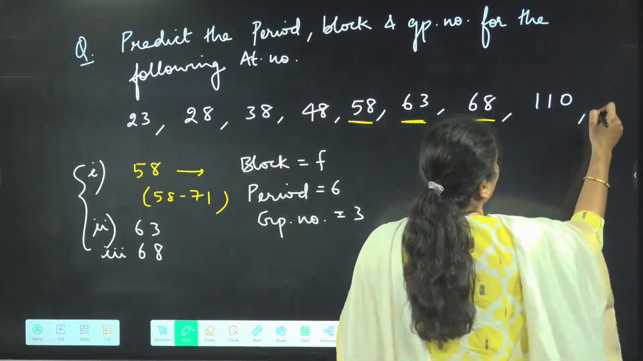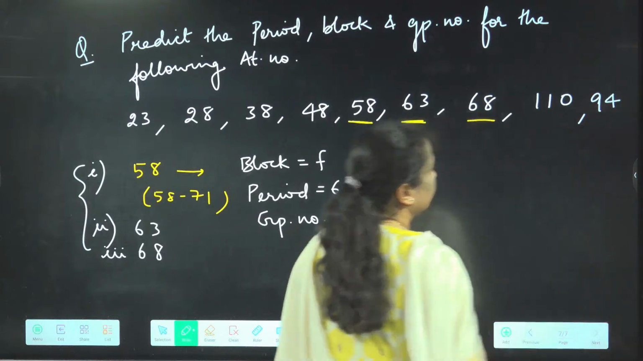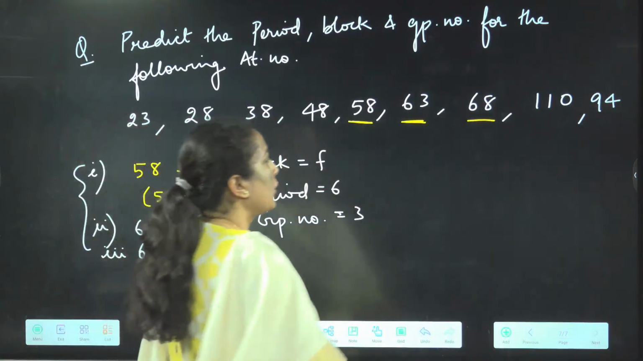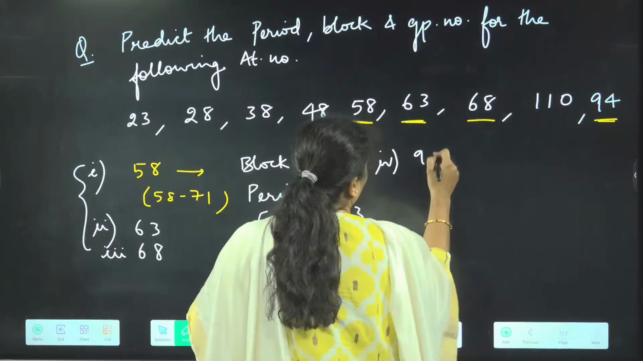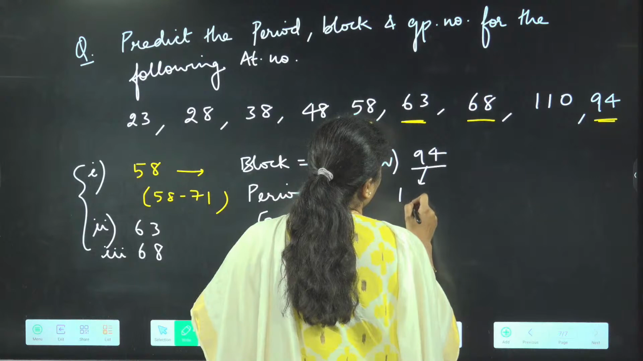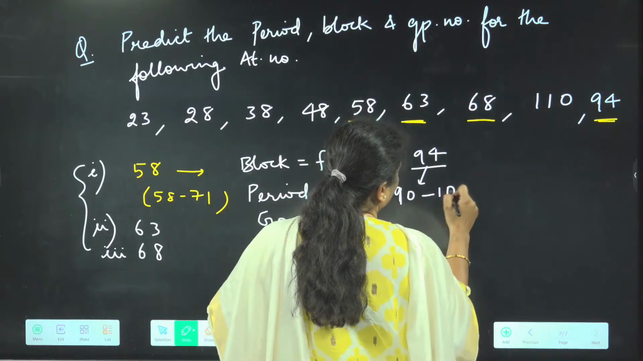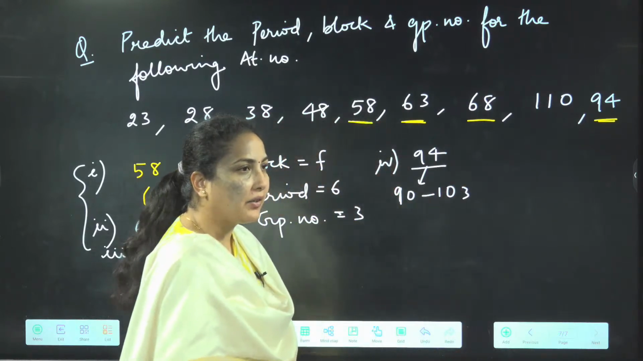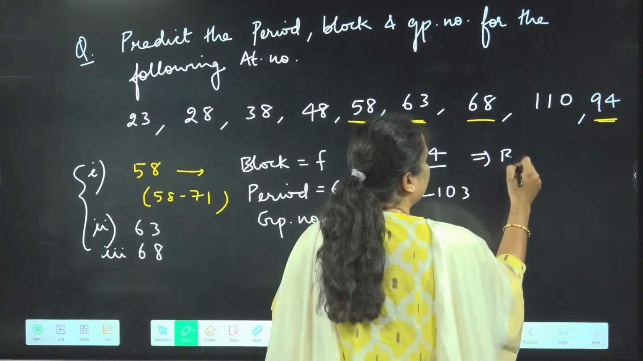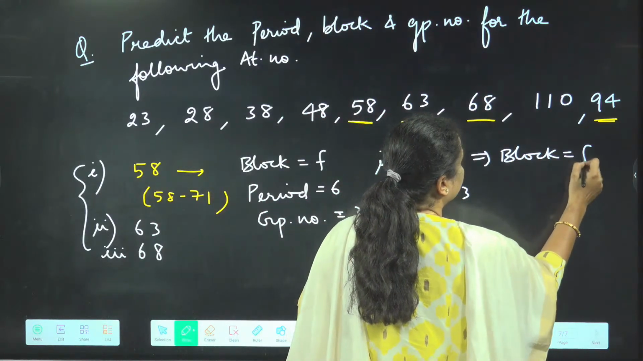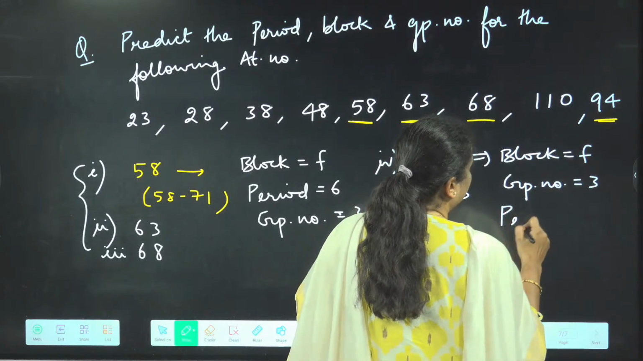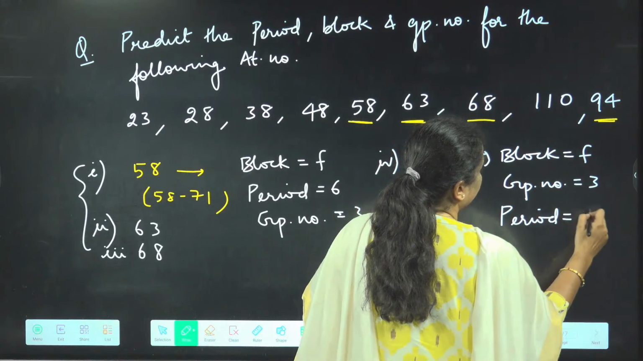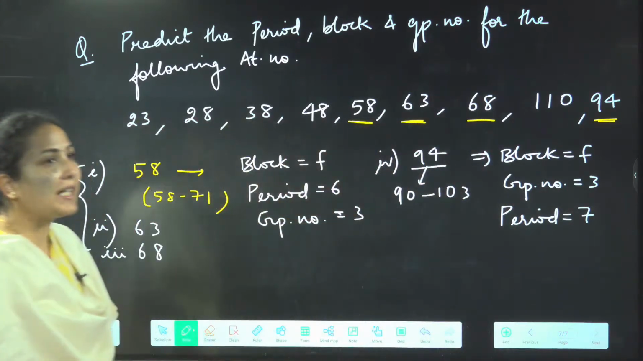Suppose if I give you one more, let us say 94, right? So again, can you guess, for 94 also you don't have to do anything. For 94, it is coming under which range? 90 to 103. It is coming under that range, right? So you got that this block is F, group number is 3, and period is going to be 7 because it is actinoids.